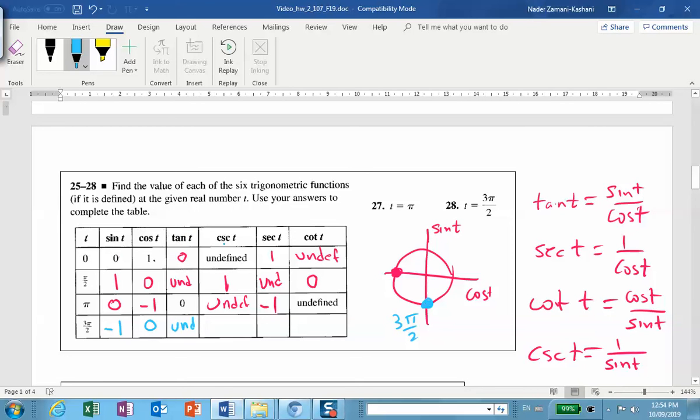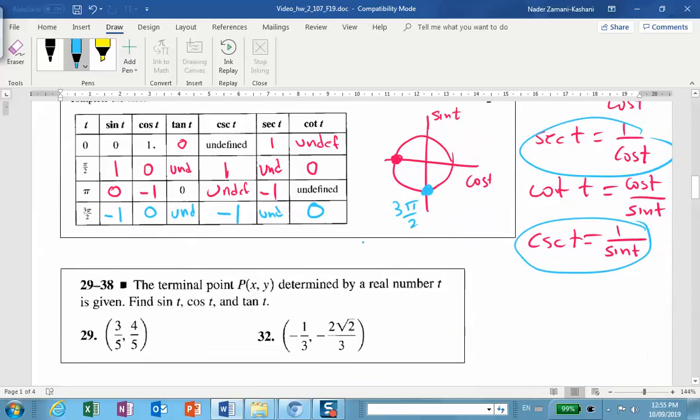And cosecant is 1 over sine, and sine is -1, so this is -1. And secant is 1 over cosine, but cosine is 0, so this is undefined. And finally, cotangent is cosine over sine, no problem. Cosine is 0, sine is -1, 0 over -1 is 0.